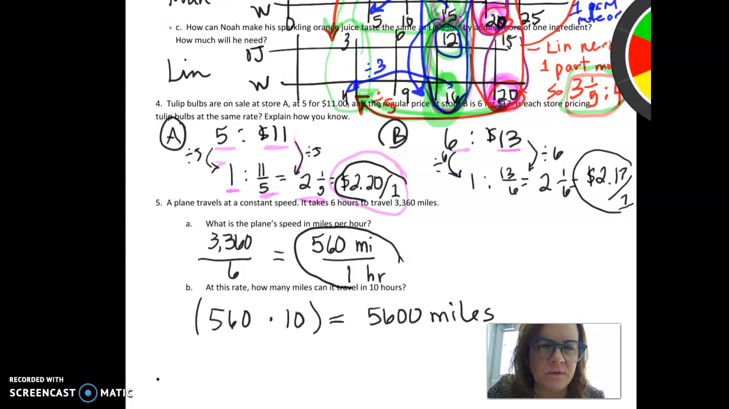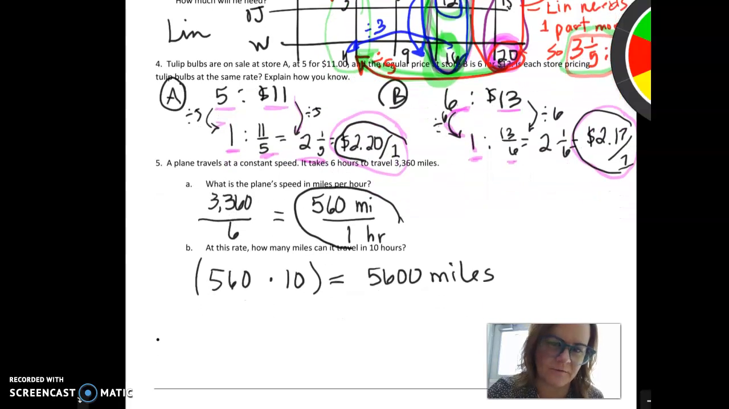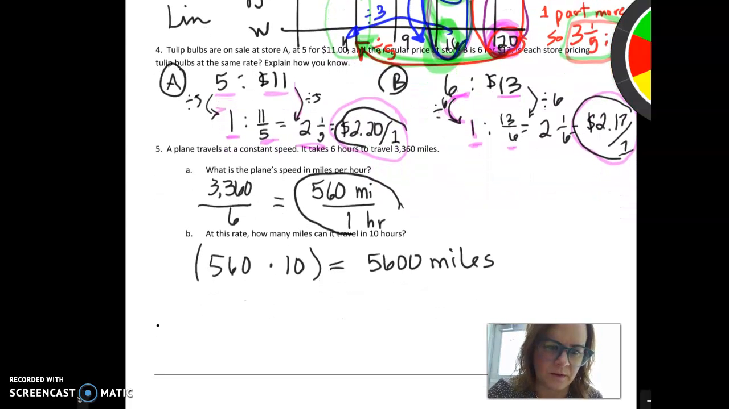I did that same thing with store B. To get to 1 tulip, I had to divide both of these numbers by 6. 6 divided by 6 gives me 1 tulip. 13 divided by 6 gives me 13/6, or 2 1/6, or $2.17 per tulip. So store B has the better price. They're really close to the same, right? But still, if you're going to buy in bulk, that would probably really matter.